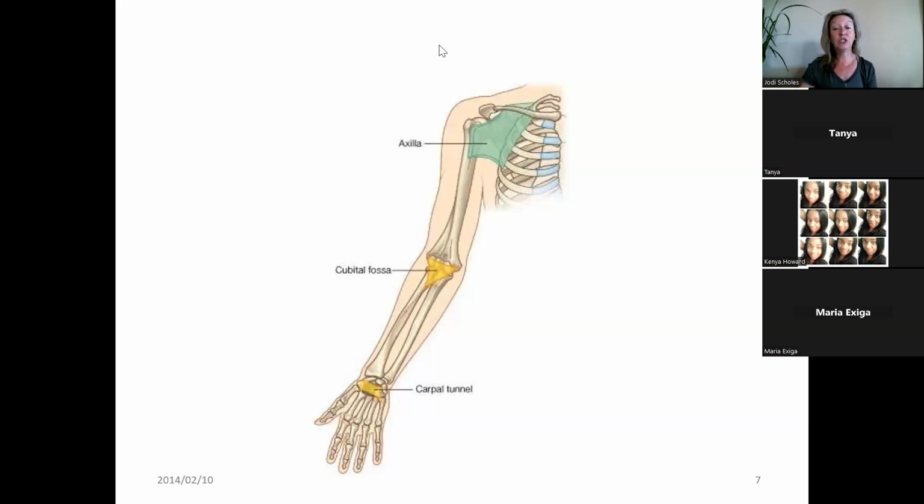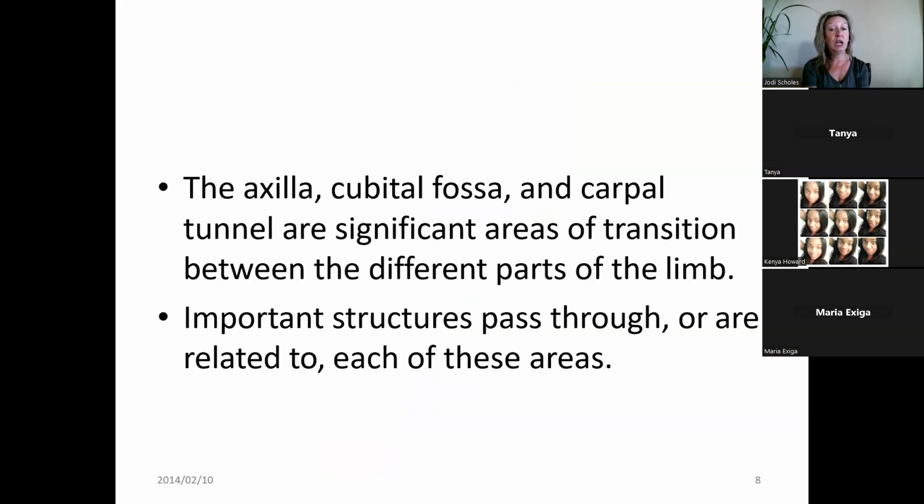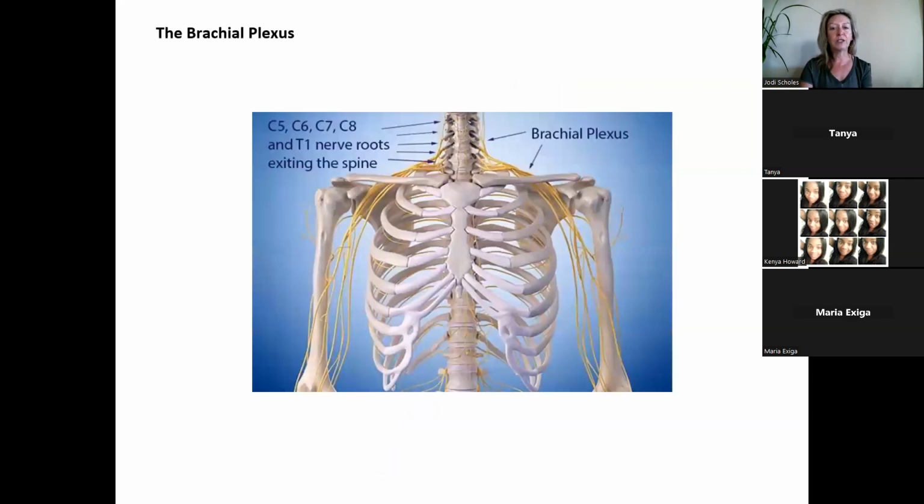So the axilla region, cubital fossa, the carpal tunnel, they're significant areas because they're transition areas of the limb. So where a lot of our muscles and our ligaments attach. So important structures pass through there or are related to these areas.